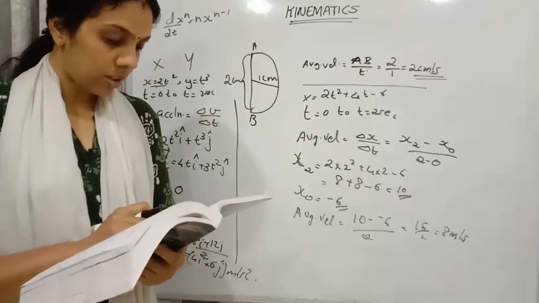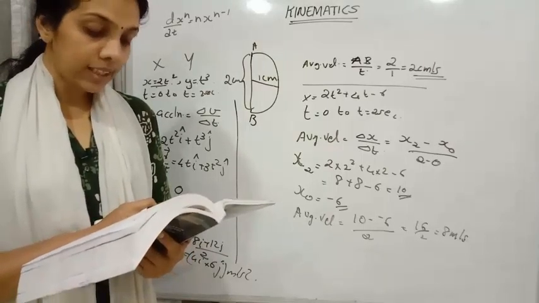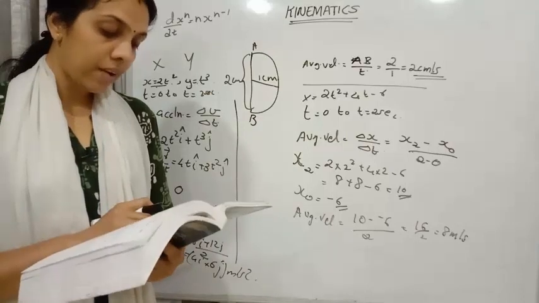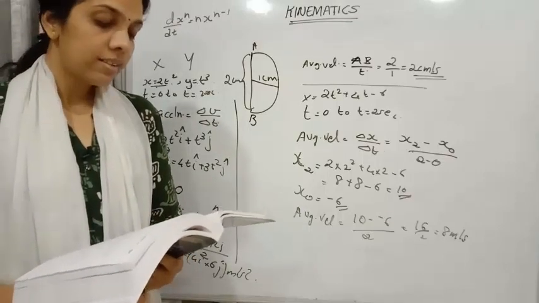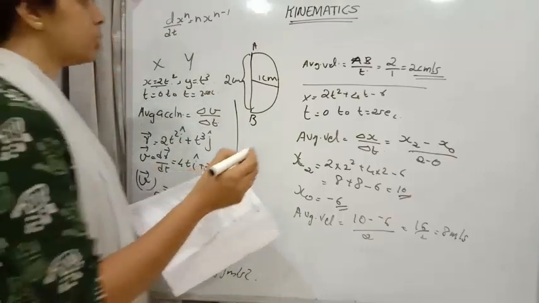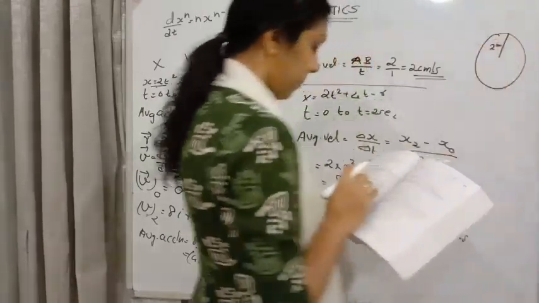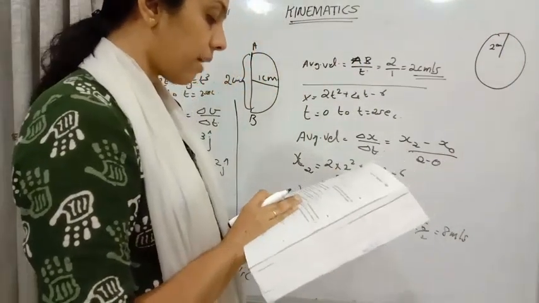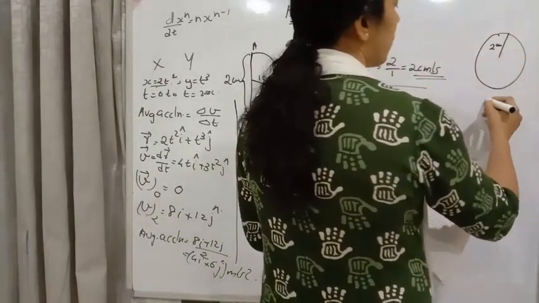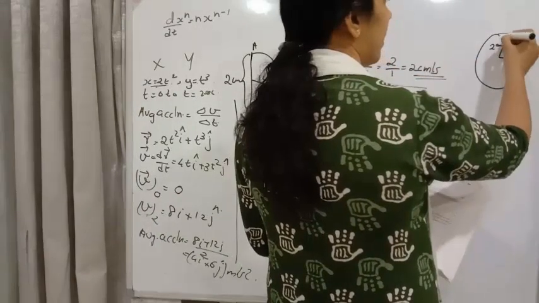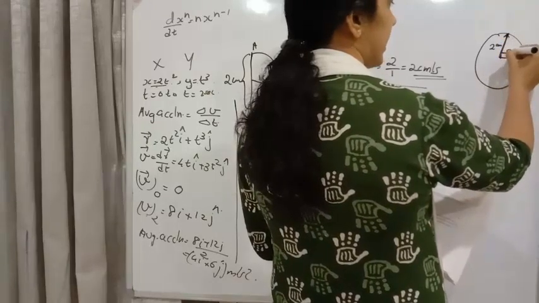Okay, so next question. A clock has its second hand 2 cm long. Find the average speed and modulus of average velocity of the tip of the second hand in 15 seconds. So the second hand is 2 cm long. 15 seconds means it will come here, right? From here it is reaching till here. So it is covering 90 degrees.